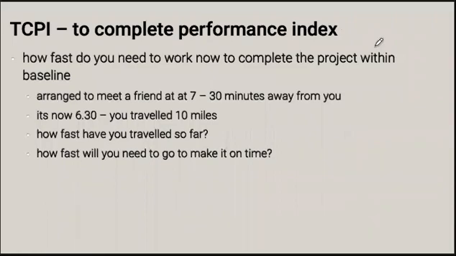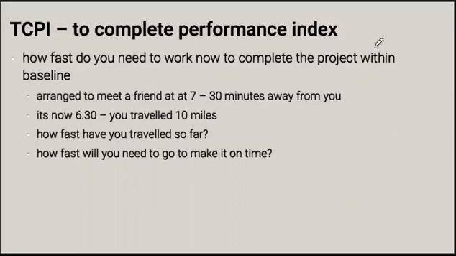And you can think about it this way. You arrange to meet a friend at 7. The friend is 30 miles away from you, not 30 minutes, rather, sorry. So at 6:30 you traveled 10 miles. How fast did you travel so far? So obviously you only traveled 10 miles, and now you have to go at a speed slightly higher than maybe you have been going so far, because you only have 30 minutes left if you want to be on time.